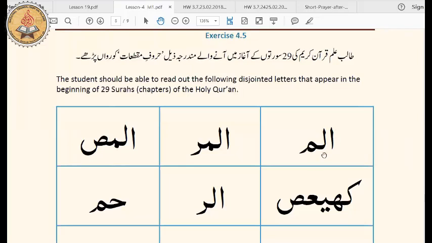Like this first one is Alif, Lam, Mim. Okay. Can you read this one? What is written in second one? Alif Lam Mim Ra. Well done.